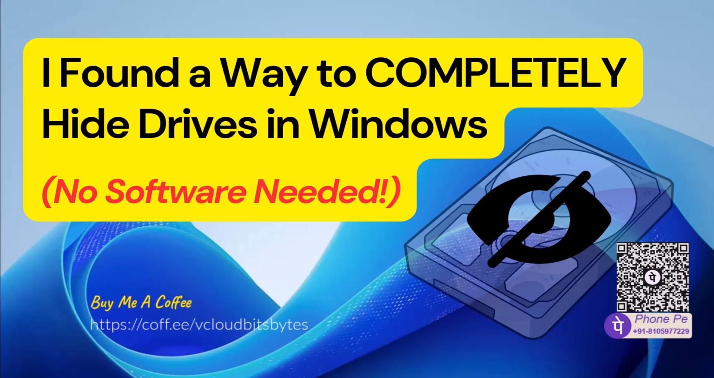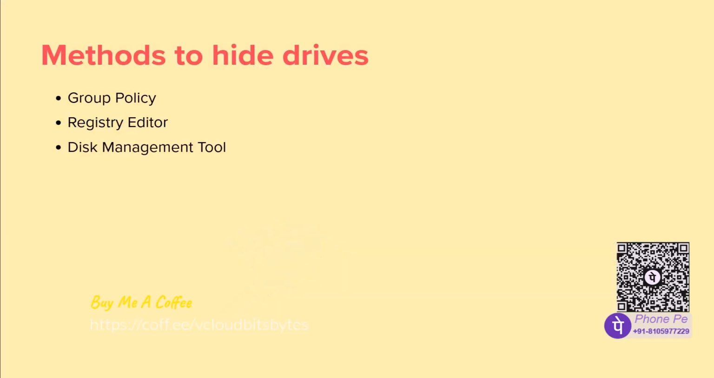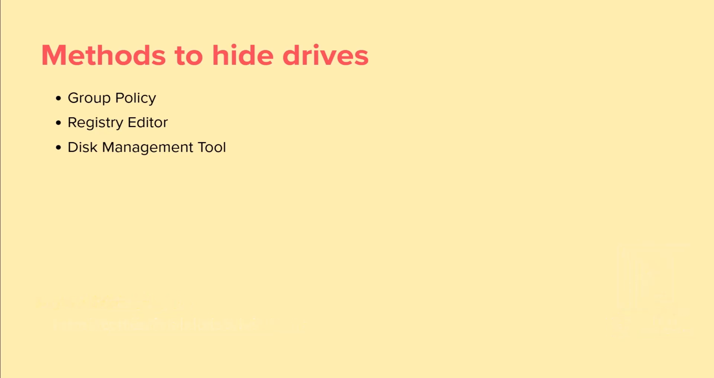I will guide you through everything from simple one-click options to advanced techniques that make drives completely disappear from File Explorer. Here are the three main ways we can do this. Stick around to see which one works best for your situation. First up, I will show you how to use group policy. It is super straightforward and works great if you have Windows Pro or Enterprise Edition.